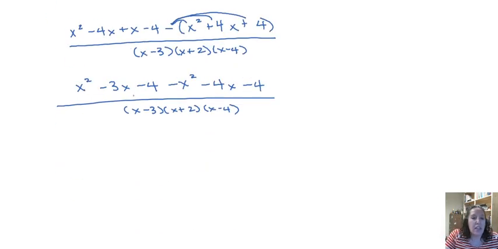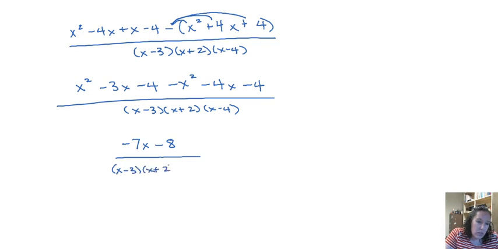And then when we combine like terms, x squared and negative x squared are going to add to 0 for our x squareds. Negative 3x minus 4x is going to give us negative 7x. And then minus 4 minus 4 is going to be minus 8 over that common denominator. And then we want to make sure that this fraction will not reduce any further. Make sure that we can't factor anything out of the numerator.